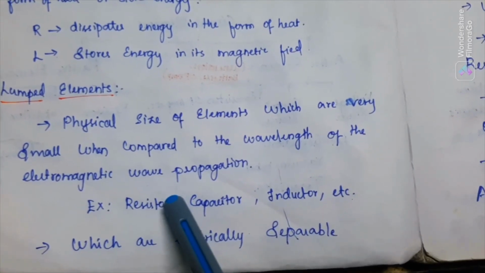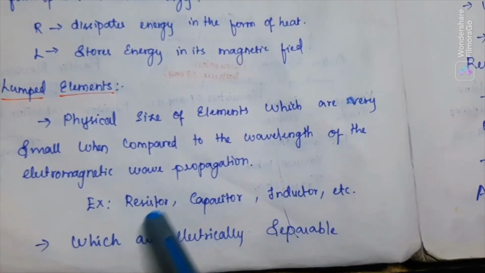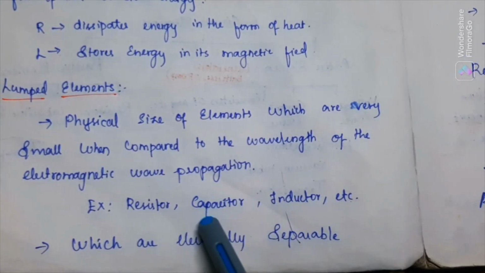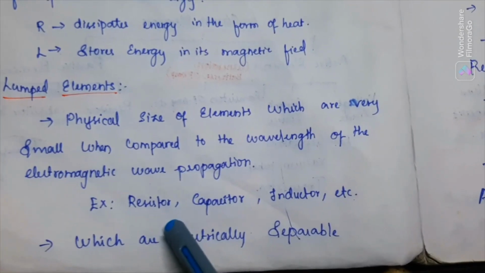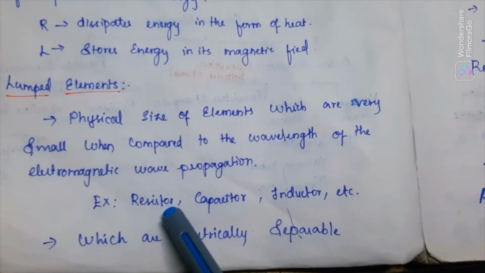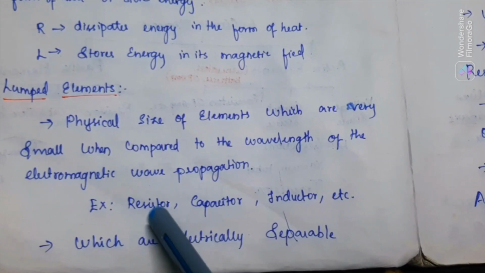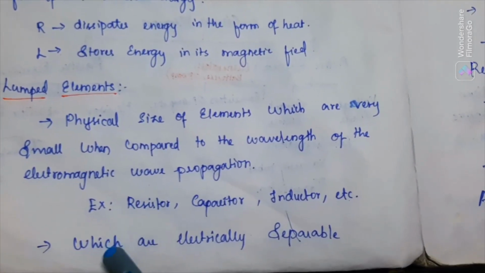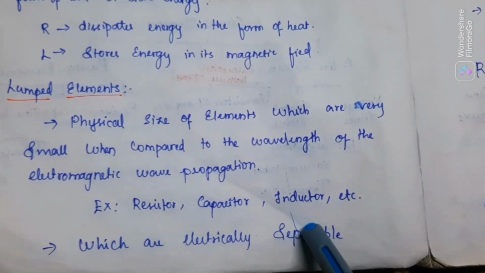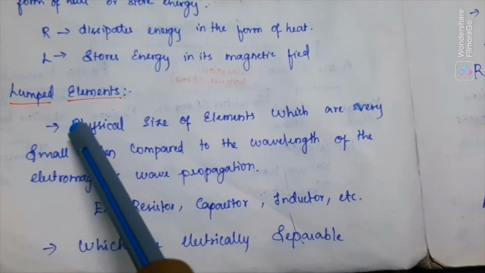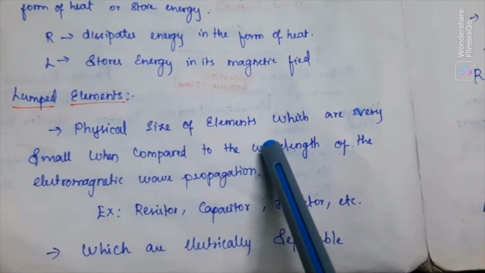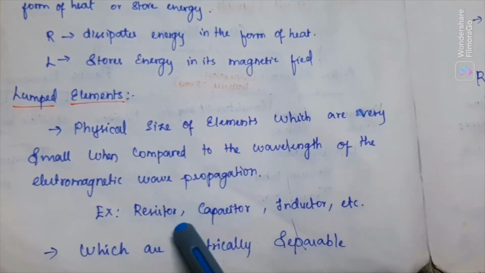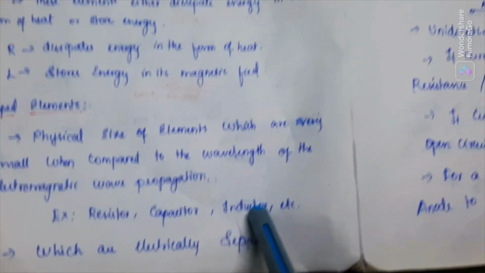And these elements, resistor, capacitor, inductance, can be electrically separable. We know the voltage divider rule and current divider rule, and by using series and parallel connections we can separate the resistance and connect the resistor, right? So these elements are electrically separable. Lumped elements means the physical size of the element is very small when compared to the wavelength of the electromagnetic wave propagation, and which are electrically separable.